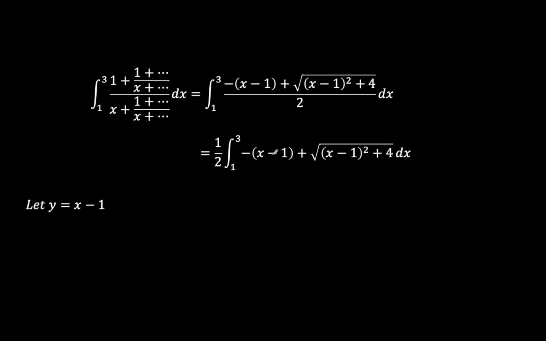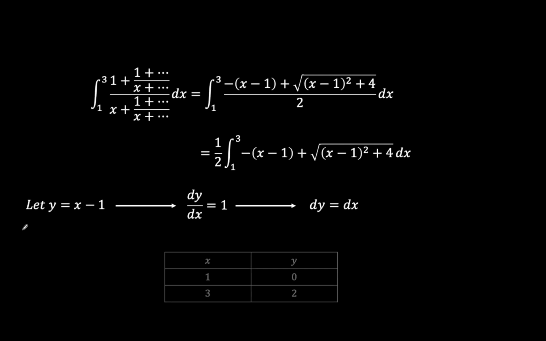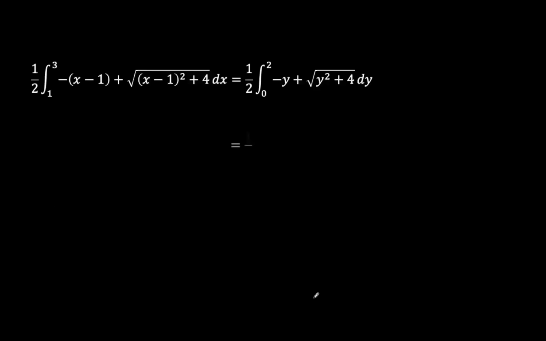And since I don't really like playing with this x minus 1 business here, I can substitute y for x minus 1. And so dy/dx is 1, and so dy is dx. And then for limits, when x equals 1, y is 0, and when x equals 3, y is 2. And so we just come back and plug everything in there.